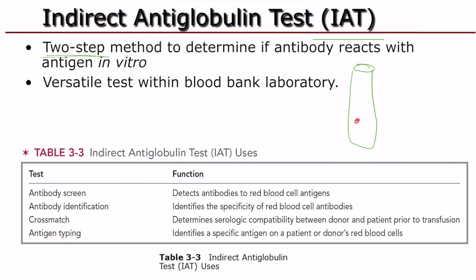We add our reagent cells, and then we add the patient plasma. So these reagent cells, remember, we have to have something known, and so these are reagent cells. And we add, that's not a very good drop. Let's at least make it look a little more like a drop. Okay, that's our patient plasma.